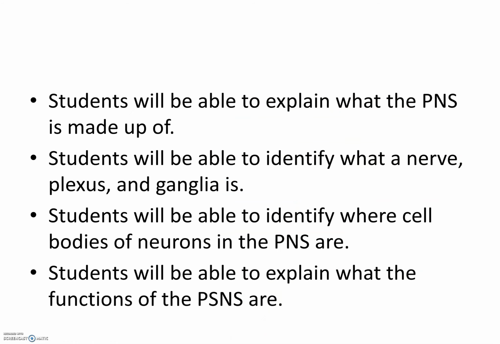So you are going to be able to explain what the peripheral nervous system is made up of. You'll be able to identify what a nerve plexus is and what a ganglion is. And you'll be able to identify where nerve cell bodies are in the peripheral nervous system and explain what the functions of the peripheral nervous system are.